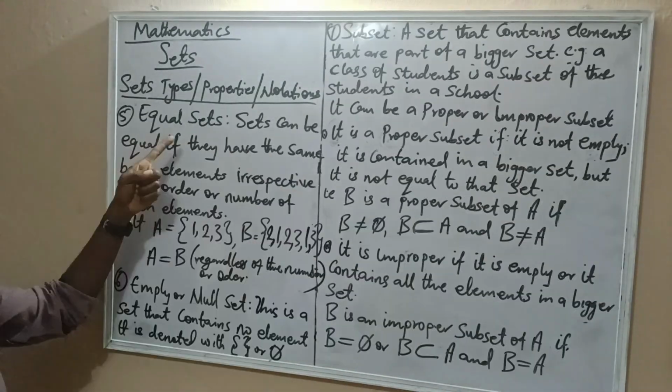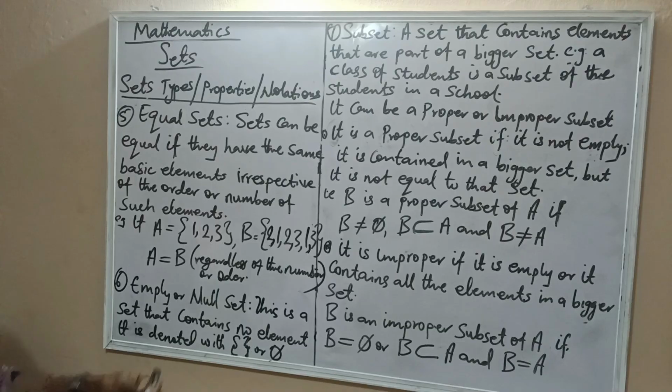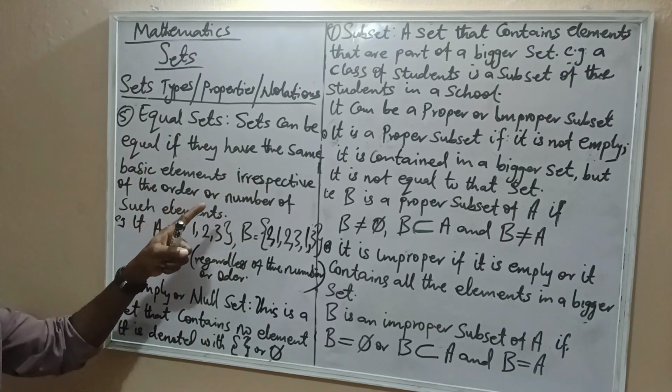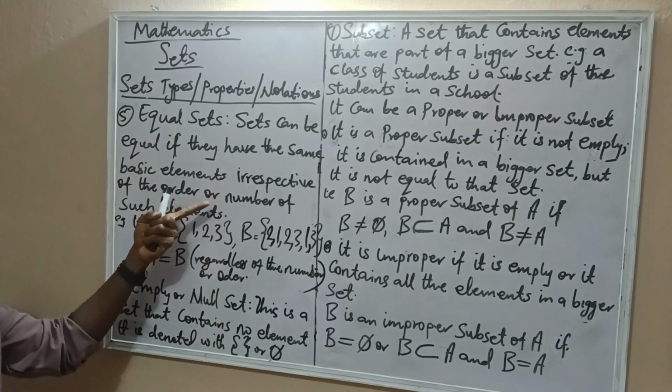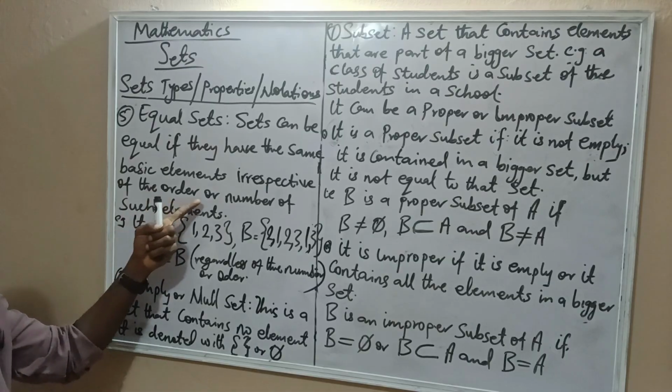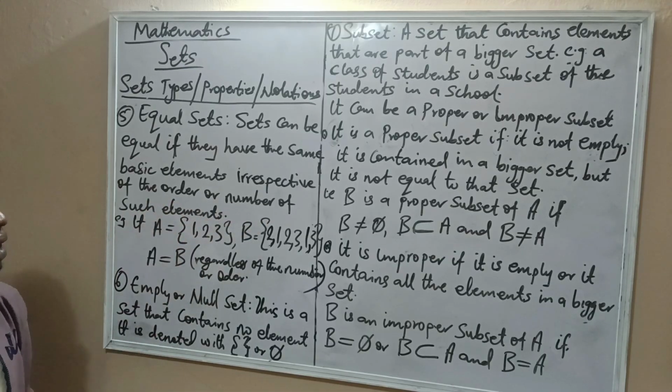Now another one is equal sets. Sets can be equal if they have the same basic elements, irrespective of the order or number of such elements. We say two sets are equal. That means they have the same elements, but it doesn't matter how the elements are placed or the number of such elements in any of them.